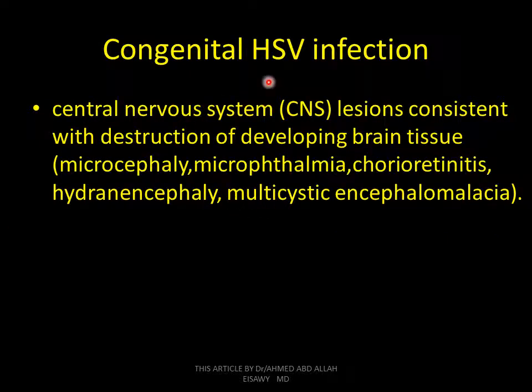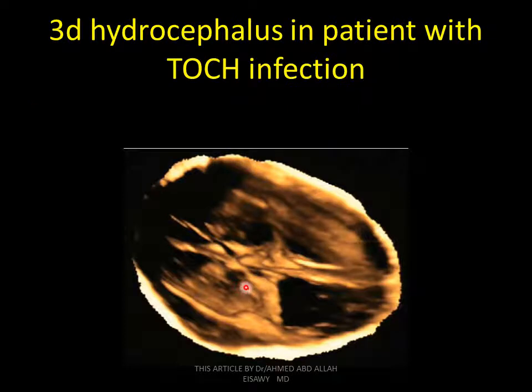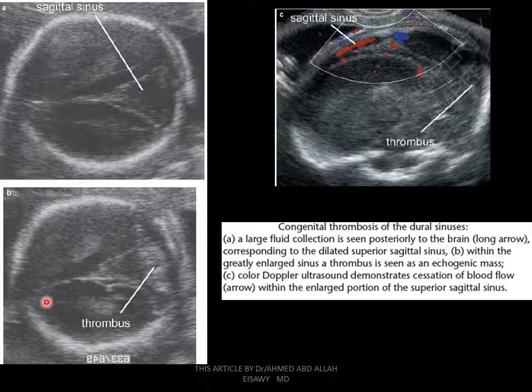Congenital herpes simplex virus infection. CNS manifestations with destruction of the following brain tissue: microcephaly, microphthalmia, chorioretinitis, hydranencephaly, multicystic encephalomalacia. This 3D image shows hydrocephalus in a patient with TORCH infections, as we see hydrocephalus.